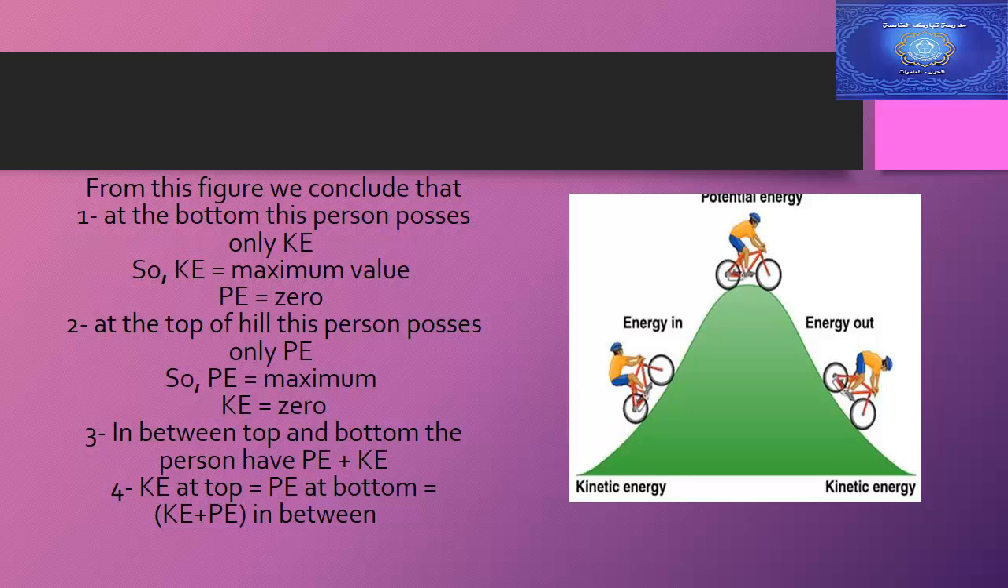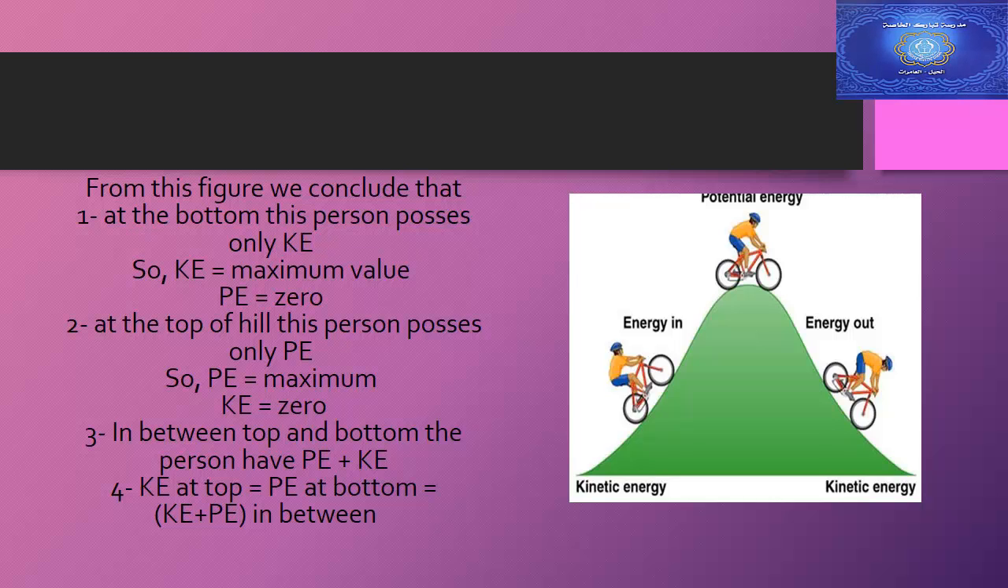From this figure we can conclude that at the bottom this person possesses only kinetic energy, because there is no height above the ground, so potential energy equals 0. So at the bottom, kinetic energy is maximum and potential energy equals 0. But as the person goes up, the potential energy increases and kinetic energy decreases. So at the top, potential energy will be maximum, but kinetic energy will equal 0.